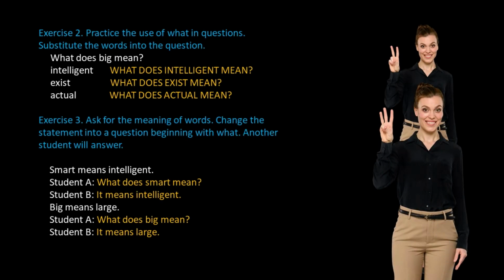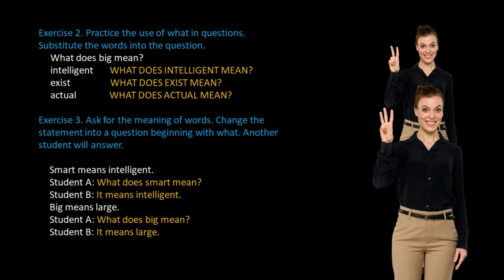Exercise 2 and 3. Exercise 2. Practice the use of what in questions. Substitute the words into the question. For example, what does big mean? Intelligent. What does intelligent mean? Exist. What does exist mean? Actual. What does actual mean?